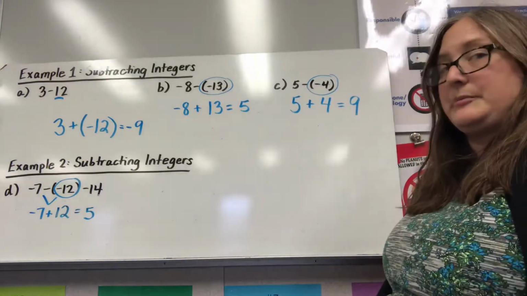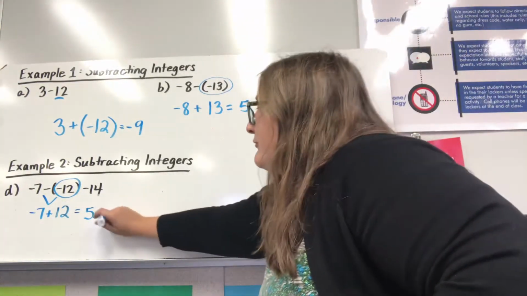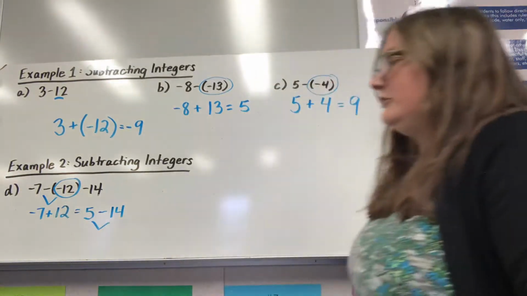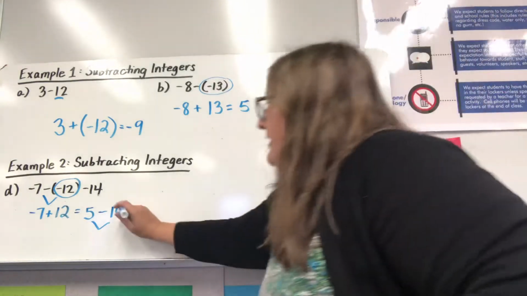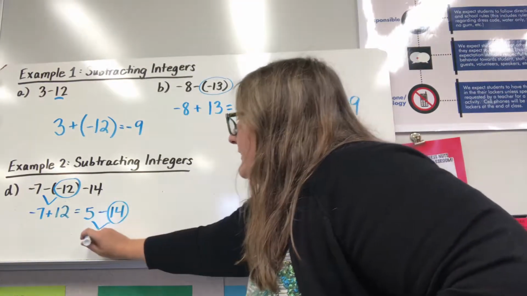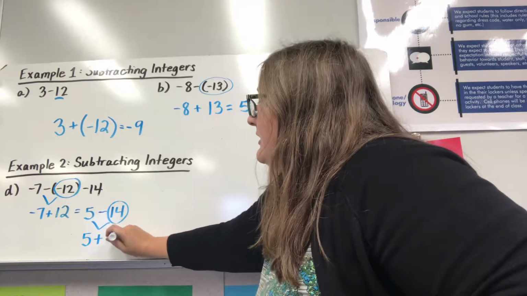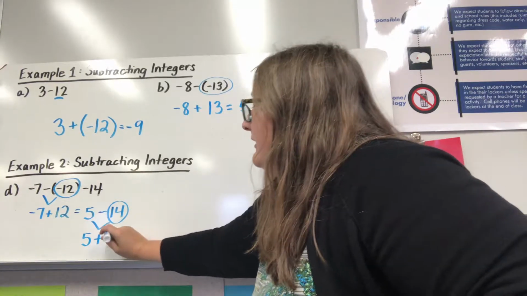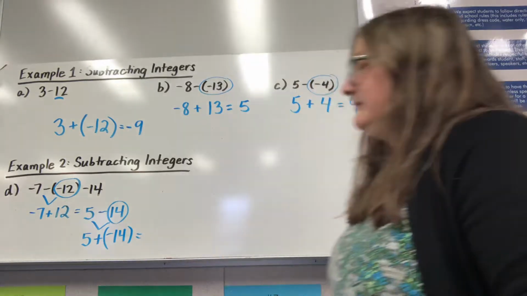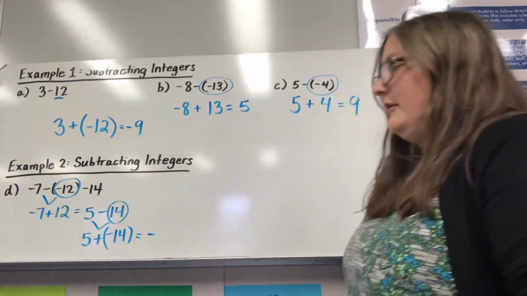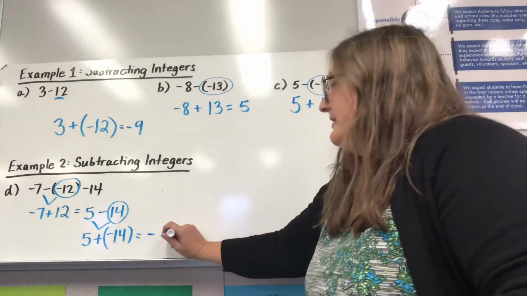Now, I wasn't done with the problem. They still wanted me to subtract 14, so I have to subtract 14. So I have another problem to do, but I'm going to change it to addition. This guy is going to become its opposite, so it's going to be 5. I'm going to add the opposite here, -14. So in this case, 14 negatives, 5 positives. I've got more negatives. 14 minus 5 is 9.